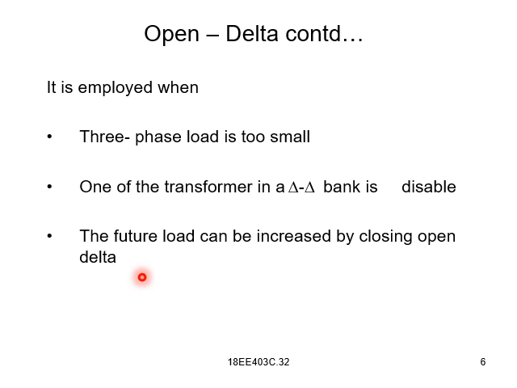You can close it also and open it also. So by closing, we can increase the load demand in the future. So these are the main three aspects where an open delta is employed. Just make a note of them.